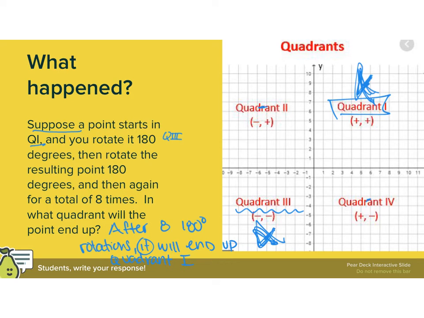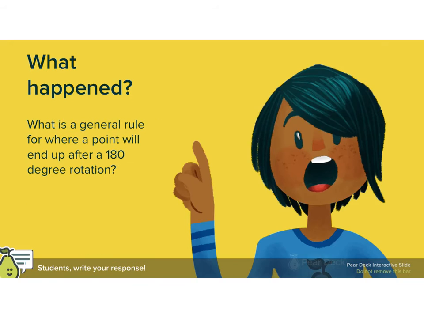The next question is, what's a general rule for where a point will be after a 180 degree rotation? So basically, how many quadrants are you moving? So for 90 degrees, we move 1, and for 270, we move 3. 180 is right in between. So for 180 degrees, the figure, the point, the shape is going to move 2 quadrants.